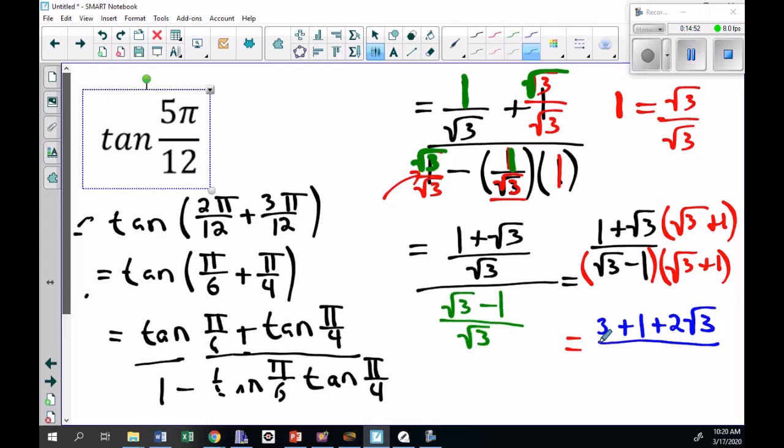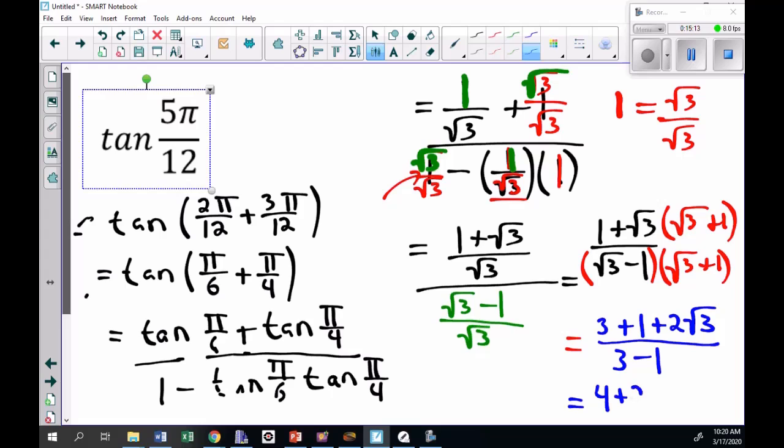Now in the denominator, we have a difference of squares. So square root of 3 times square root of 3 is 3. The middle term is not going to exist. It's going to cancel itself out, so we're not going to worry about it. So negative 1 times positive 1 is minus 1. Finally, our last step, 3 plus 1 is 4.